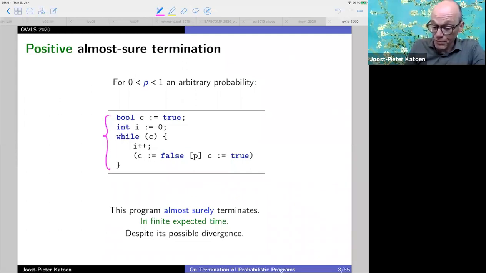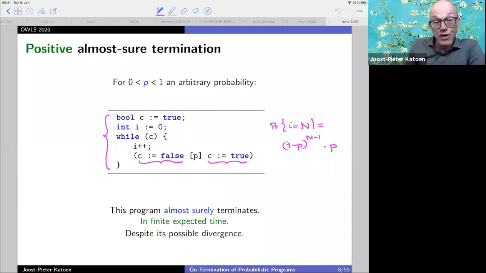By the way, this computes, of course, the geometric distribution, because the probability that at the end my counter i, let's say, is n, is something of the form (1 minus p) to the power n minus 1, because n minus 1 times we take this alternative, and in the last iteration we take this alternative, and that happens with probability p, and that's exactly a geometric distribution.